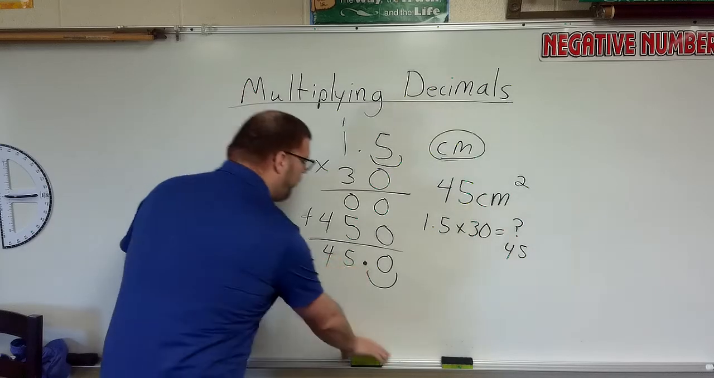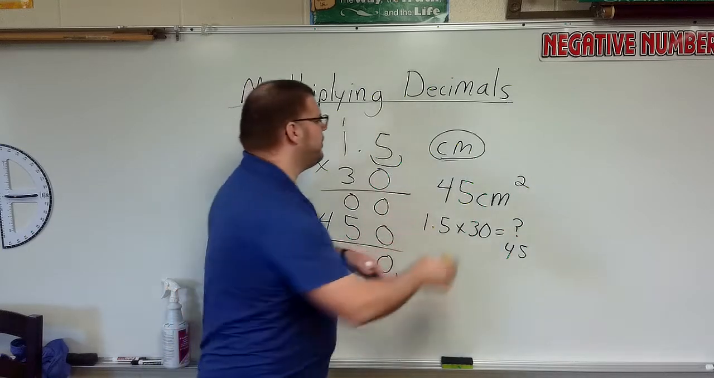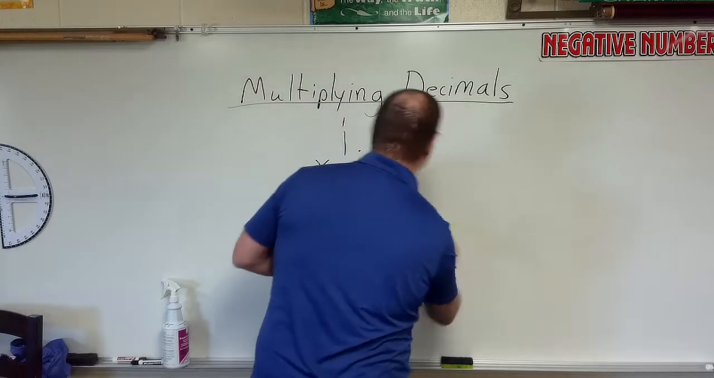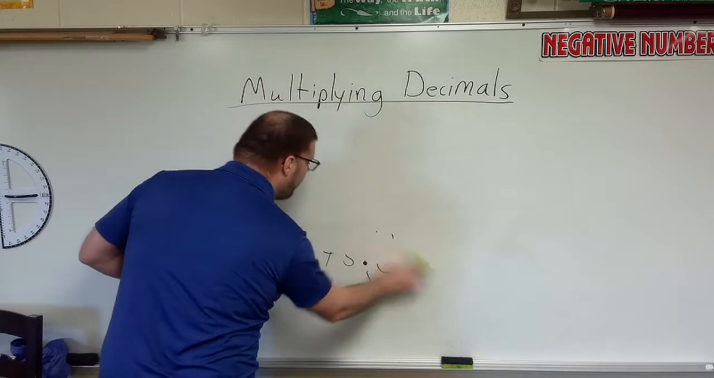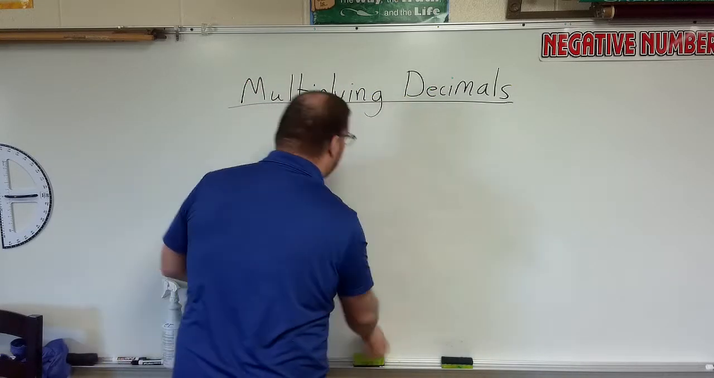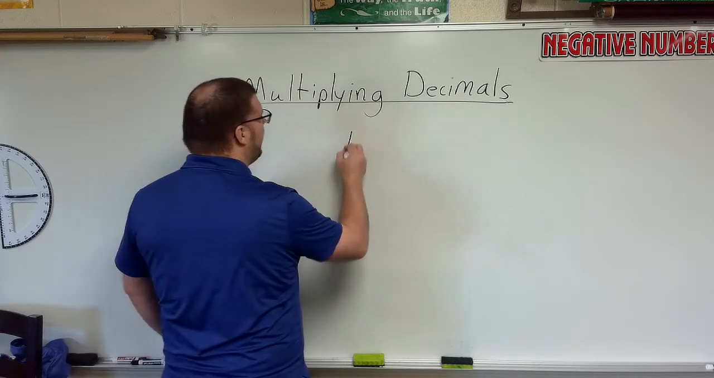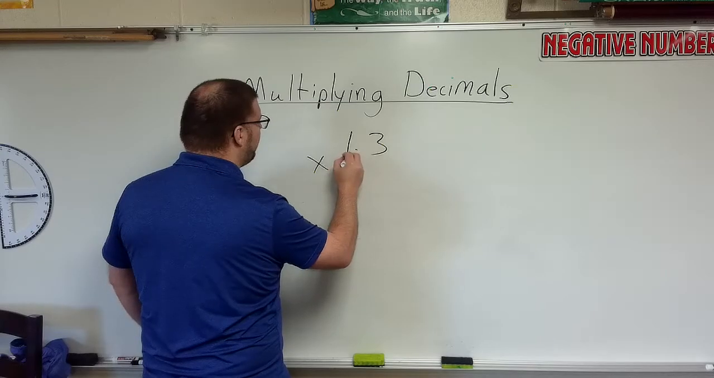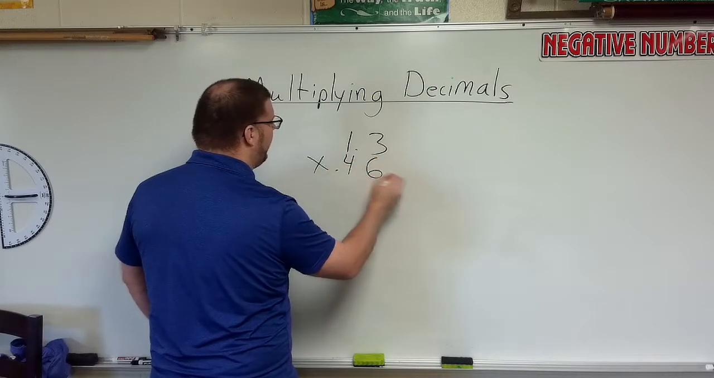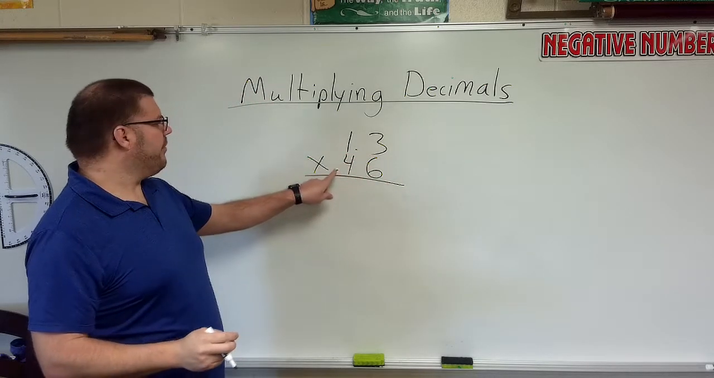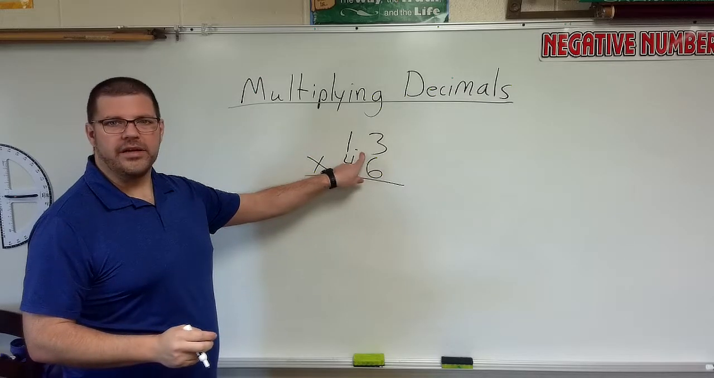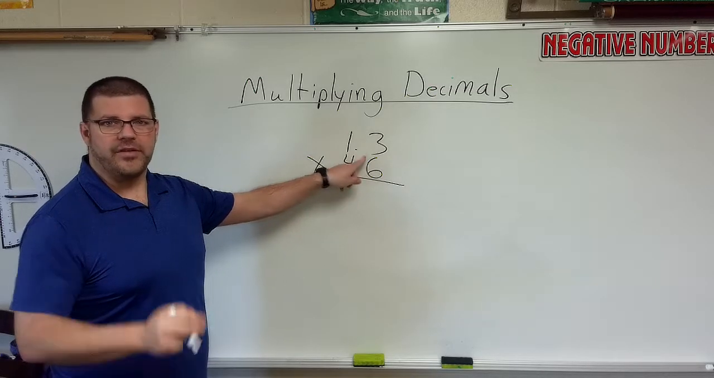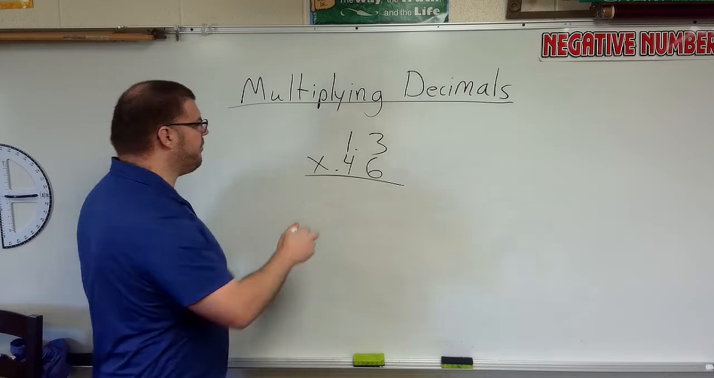Okay? Oh, one more thing. They might do this to you. Okay, let me show you one more. What if you have two decimal numbers? Well, let's look at it. Let's say we have 1.3 times 0.46. So I really have two decimals, 0.46 and 1.3, right? So I got two decimals in this. So watch how this works.